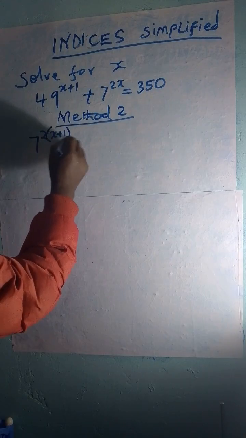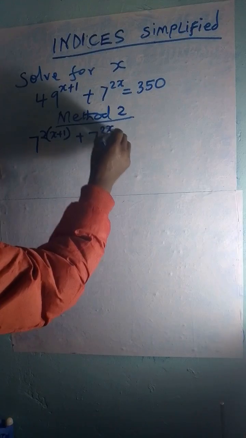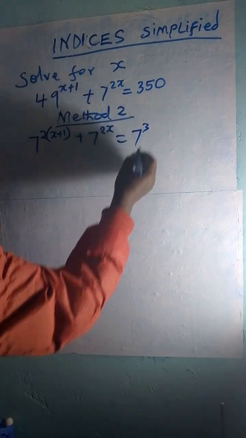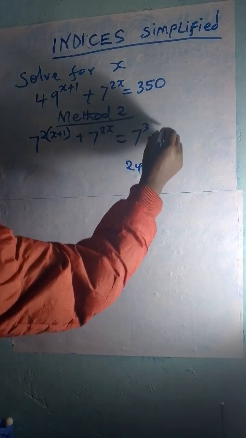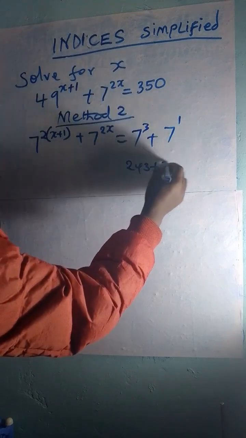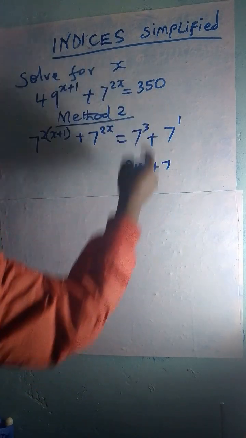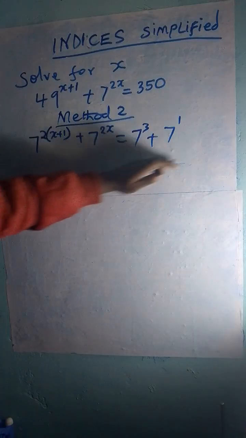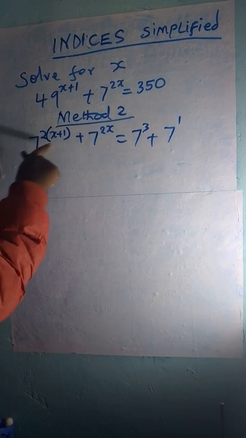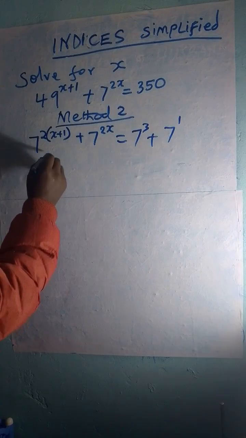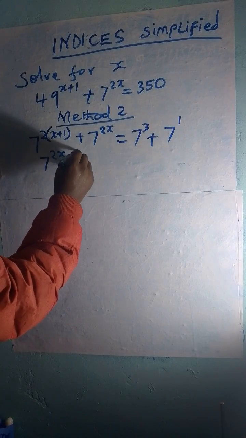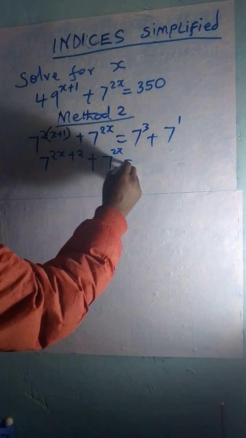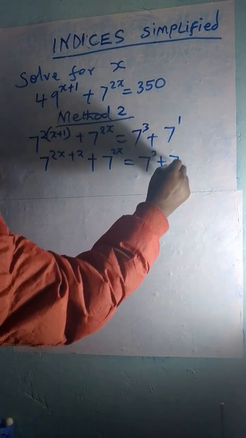Plus 7 raised to power 2x equal to 350 is the same as 7 raised to power 3, which is 343, plus 7 raised to power 1. 7 raised to power 1 is the same as 7. So this plus this is equal to 350. So you write it in form of base 7, right? Therefore here, open this bracket. This is 7 raised to power 2x plus 2 plus 7 raised to power 2x equal to 7 raised to power 3 plus 7 raised to power 1.